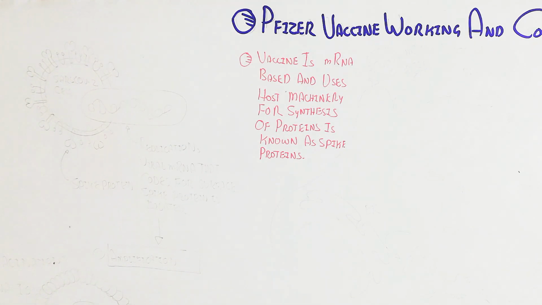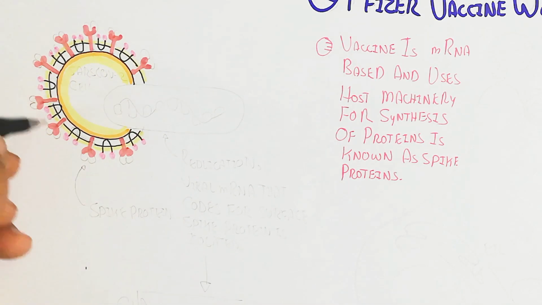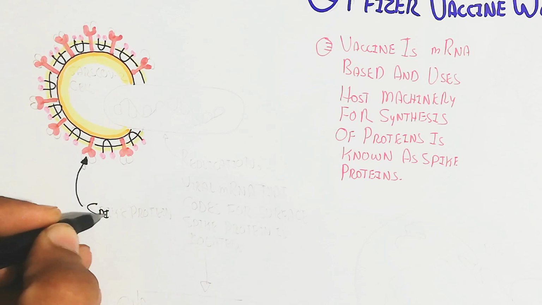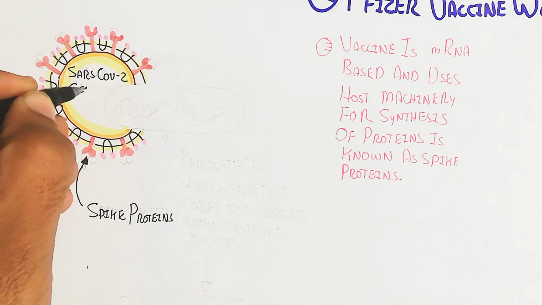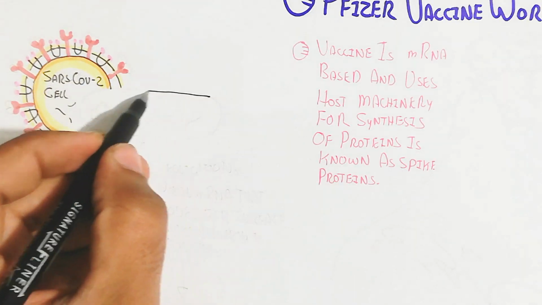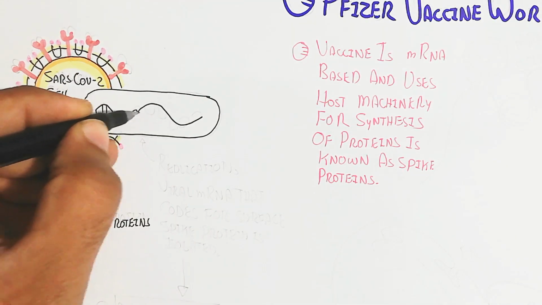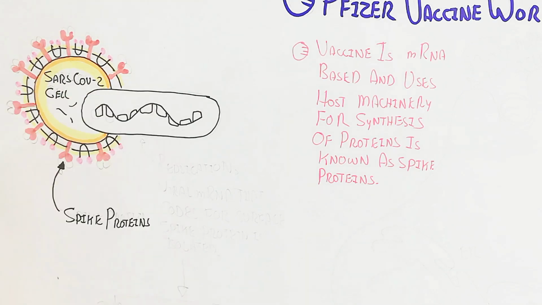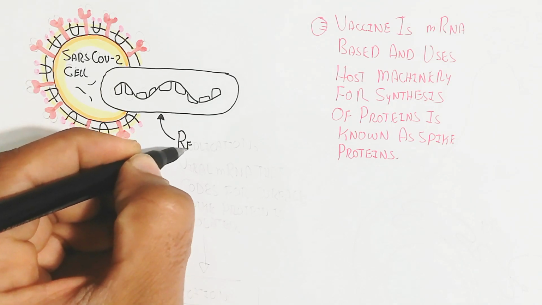So for example, the spike protein is basically present in the upper part of the virus. The membrane coat contains the spike protein. The spike protein is specialized for the invasion of the virus, and the SARS-CoV-2 cells contain mRNA. This mRNA is basically used for synthesis of the vaccine, and how is it possible?